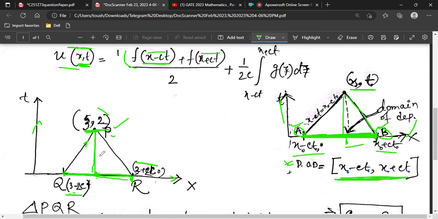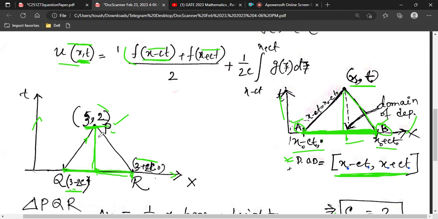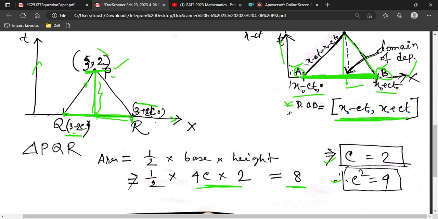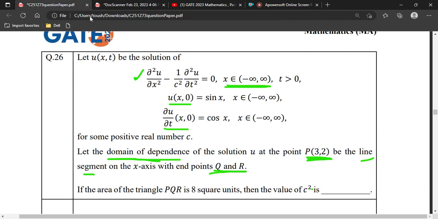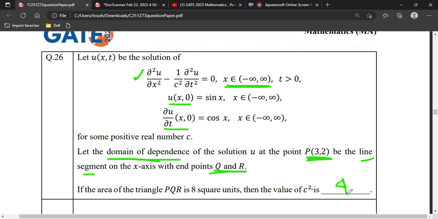So if this is your triangle, the area of the triangle will be half into the length of the base into the height. So this height is 2. And this length is 3 minus 2c and 3 plus 2c, so the base is 4c. So 4c is the base and 2 is the height. Your area will be half into 4c into 2. They have given 8. That means you can get c equal to 2. They have asked for c square. If c equal to 2, then your c square is 4. So that is the answer.